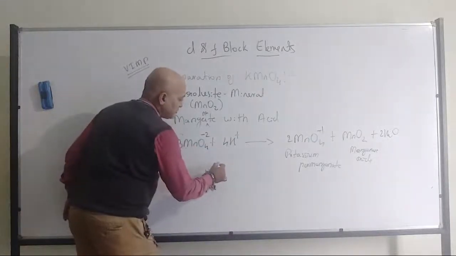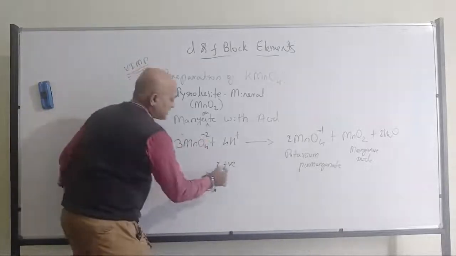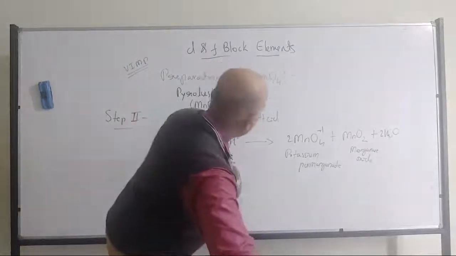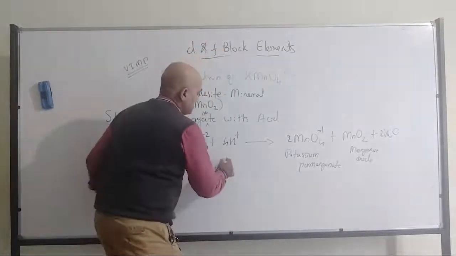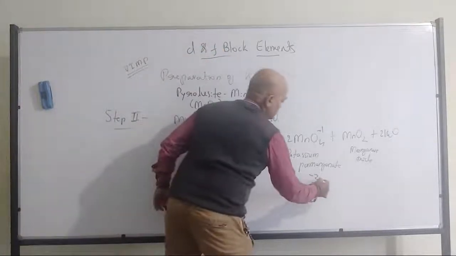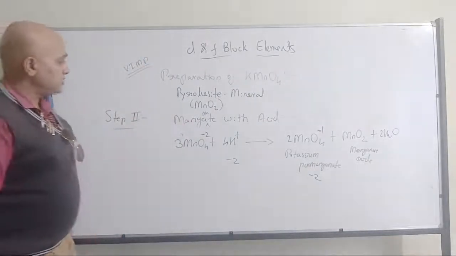Because here 2 plus charge will be left over, and minus charge will be left over, because 4 positive, 6 negative charge. So minus 2 here also, minus 2 here also. Then we can do. We can write down this equation.